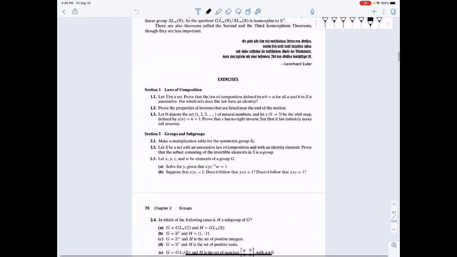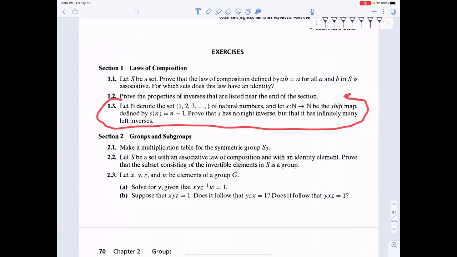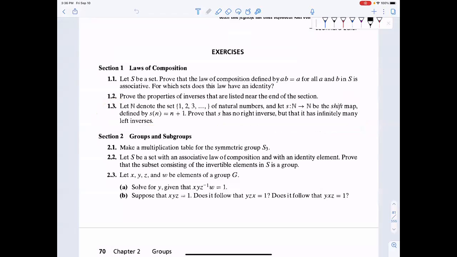Okay, 1.3. So 1.3 is saying this here. We have the natural numbers. We know we have the set 1 to, okay, even Arden says it wrong. Horrible. It should have 0, but okay. And he has a shift map, S, sending natural numbers to itself, which just adds 1. He wants to prove that it has no right inverse, but it has infinitely many left inverses.